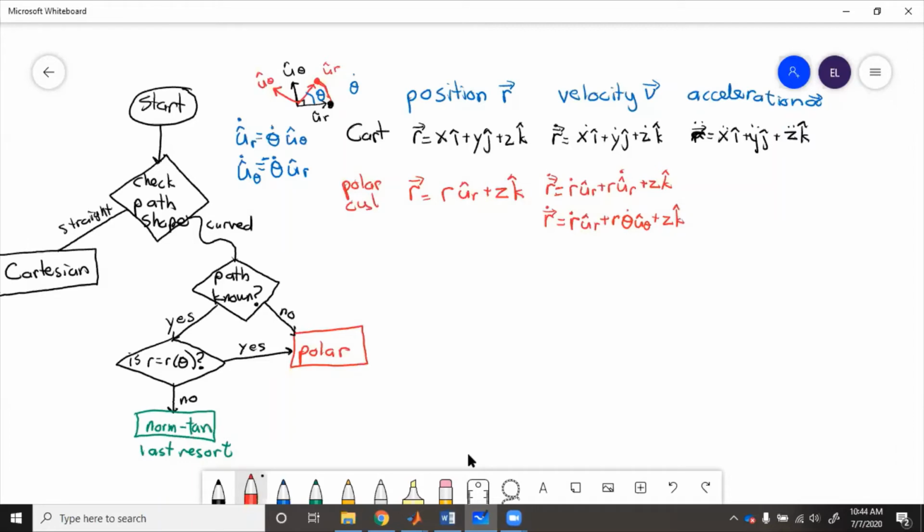So whereas the position started out with just two components, one in ur and one in k, the velocity is going to have three components, ur, u theta, and k. Because the ur vector changed, the ur vector is also moving. So now we have to differentiate that, and it gives a u theta component.